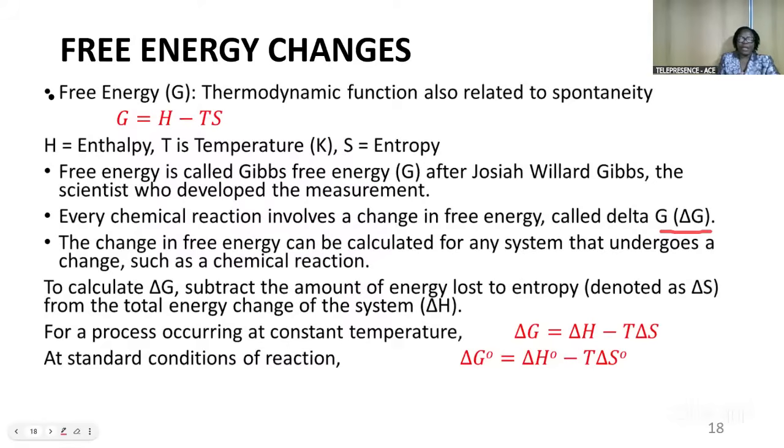So the change in free energy can be calculated for any system that undergoes a change, such as a chemical reaction. To calculate it, you are very familiar with this expression. You are so used to it. Delta G is equals to delta H minus T delta S. And if the reaction is occurring in standard state, then you have to include the standard enthalpy and entropy for the delta H to be in standard state.